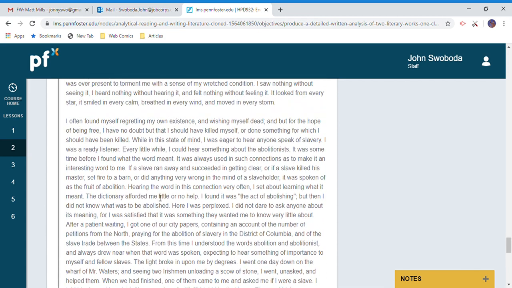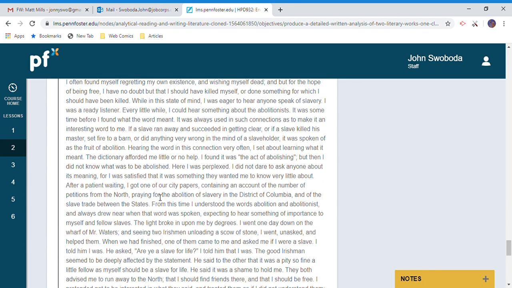Last paragraph. I often found myself regretting my own existence and wishing myself dead. And but for the hope of being free, I have no doubt but that I should have killed myself, or done something for which I should have been killed. While in this state of mind, I was eager to hear anyone speak of slavery. I was a ready listener.